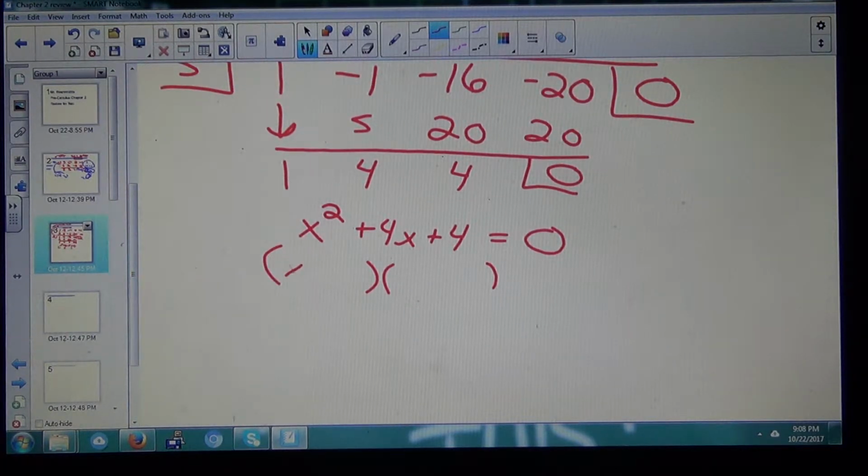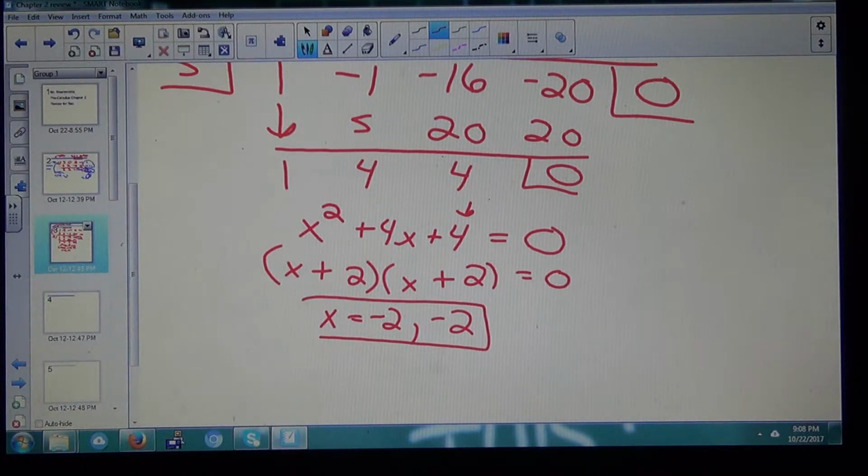What times what gives me x squared? X and x. What times what gives me my last term of 4? 2 times 2. I have to get the middle term of positive 4. Guess what? They're both positive. So how do you find the zeros of the function now or the remaining roots? You set each one equal to 0. So x equals negative 2. And technically it equals negative 2 twice.